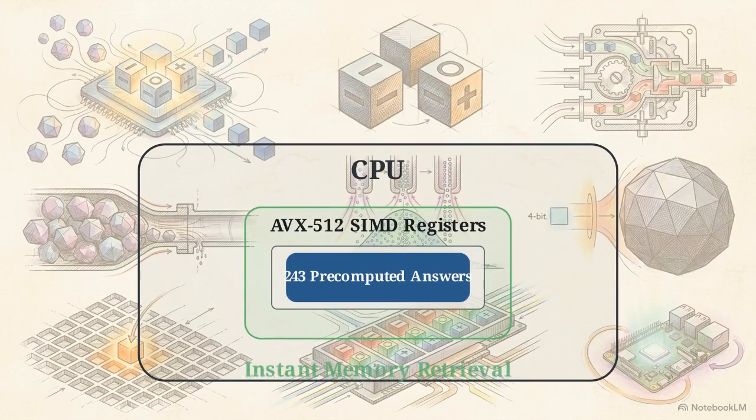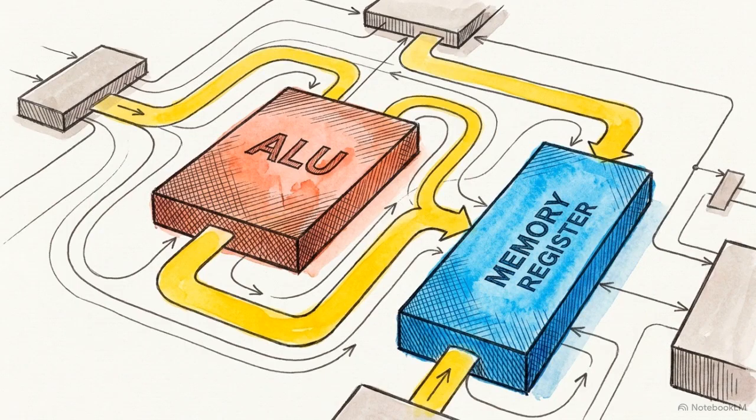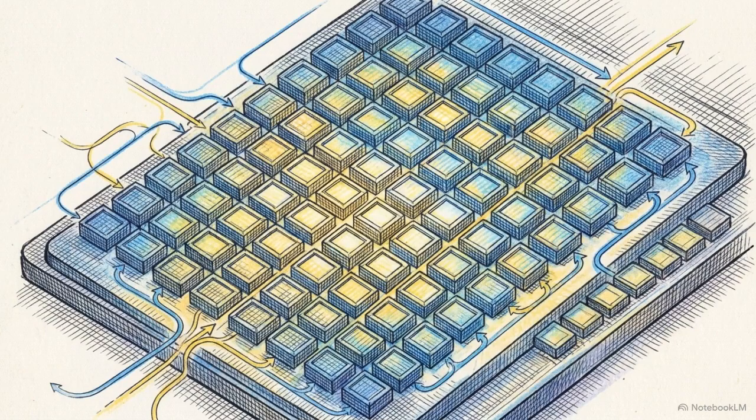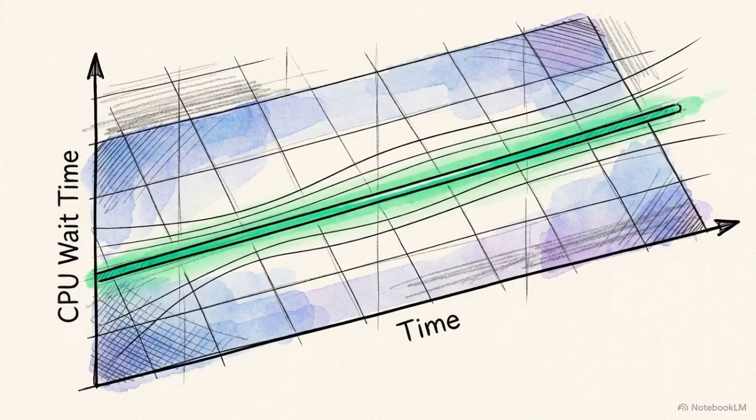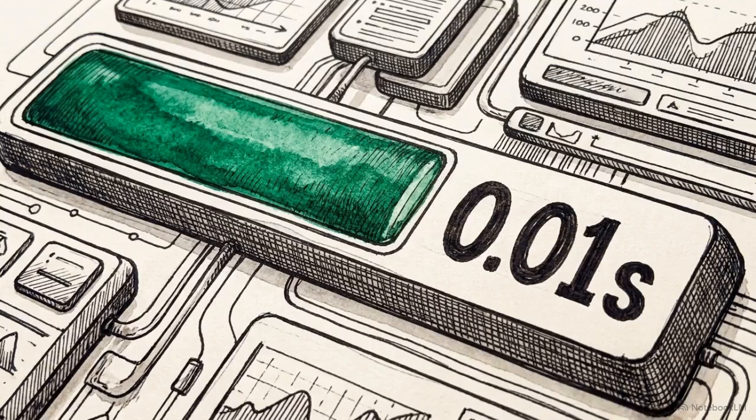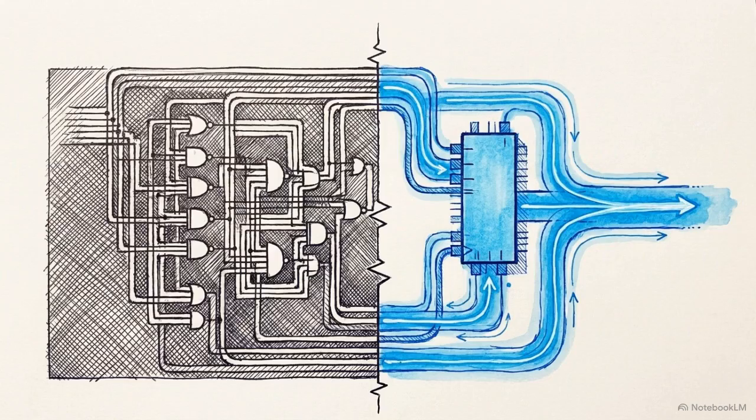Instead of calculating the math live, bitnet.cpp loads all 243 answers directly into the processor's AVX512 SIMD registers. As the CPU reads the activation sequence, it can ignore its arithmetic logic unit and pull the pre-computed answer from the memory register. Bypassing the arithmetic step also yields a reduction in CPU cache misses, keeping data flowing smoothly without stalling the processor. This is how bitnet.cpp achieves up to a 6-time speedup. It transforms language model generation from a heavy arithmetic problem into a memory retrieval task.